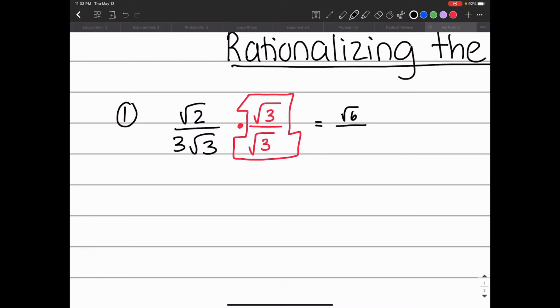And then in the denominator, I have that 3 that I originally had, which was okay, and I didn't have to change, times the square root of 3 squared, which I already said the square root and the square cancel each other out. I'm left with 3. I have the square root of 6 over 9. And this is my answer.